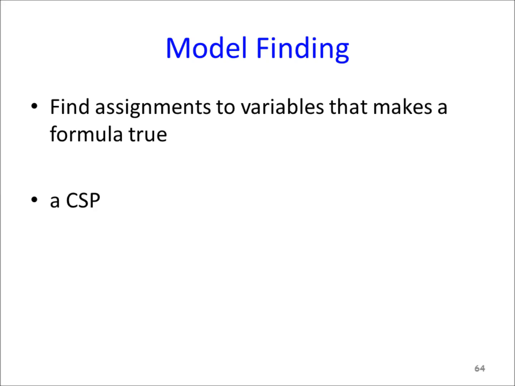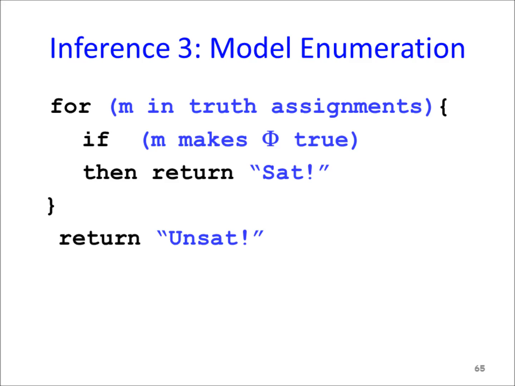Now, what is the dumbest way to solve this problem? Try every possible assignment, and it's called model enumeration, obviously. And if you can find anyone, return it. If you can't find anyone after this, return unsatisfied. Okay.